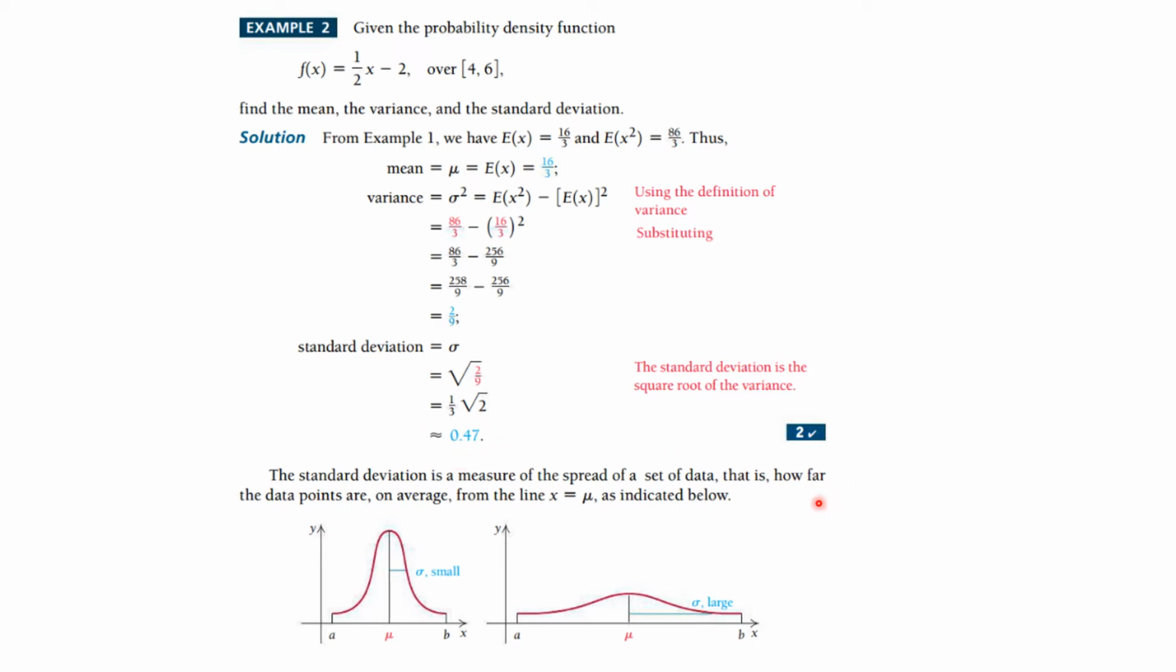The standard deviation is a measure of the spread of the data. That is, how far are the data points on average from the line x equals mu. So x equals mu is here. This is going to have a larger sigma because these are more spread out. This is going to have a smaller sigma because these are tightly bunched together.